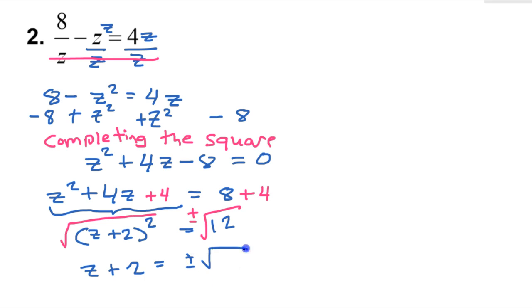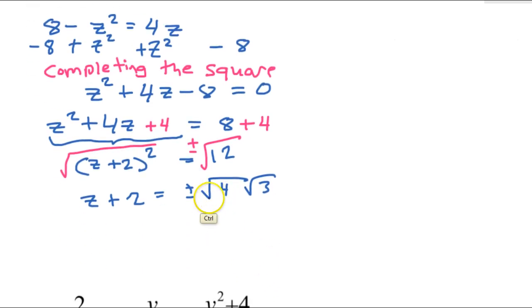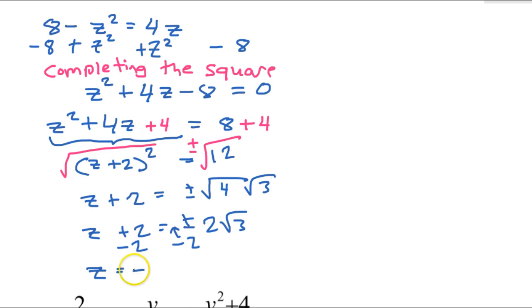Now the square root of 12 is the square root of 4 times the square root of 3. So this will allow me to simplify, because the square root of 4 is 2. So that means I have z plus 2 is equal to plus or minus 2 radical 3. And finally, I am going to subtract 2 from both sides. And this goes right in the front. So I'm going to end up with z is equal to negative 2 plus or minus 2 radical 3. So this would be the final answer.